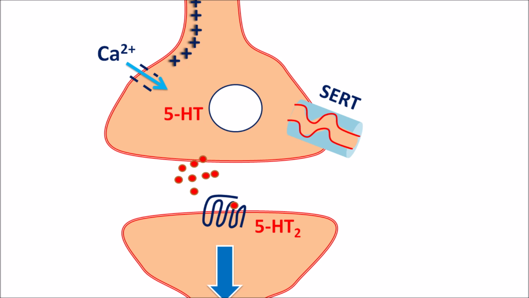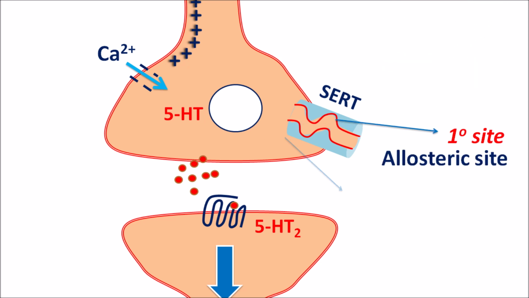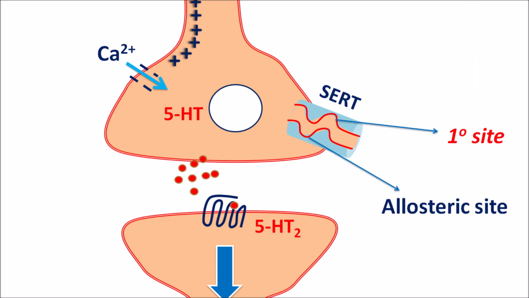This transporter has two sites. This is the primary site and this is the allosteric site. Through this transporter, 5-HT can be taken into the nerve terminal. Trazodone is one of the drugs which can block this SERT so that it can prevent the uptake of 5-HT into the presynaptic nerve terminal.